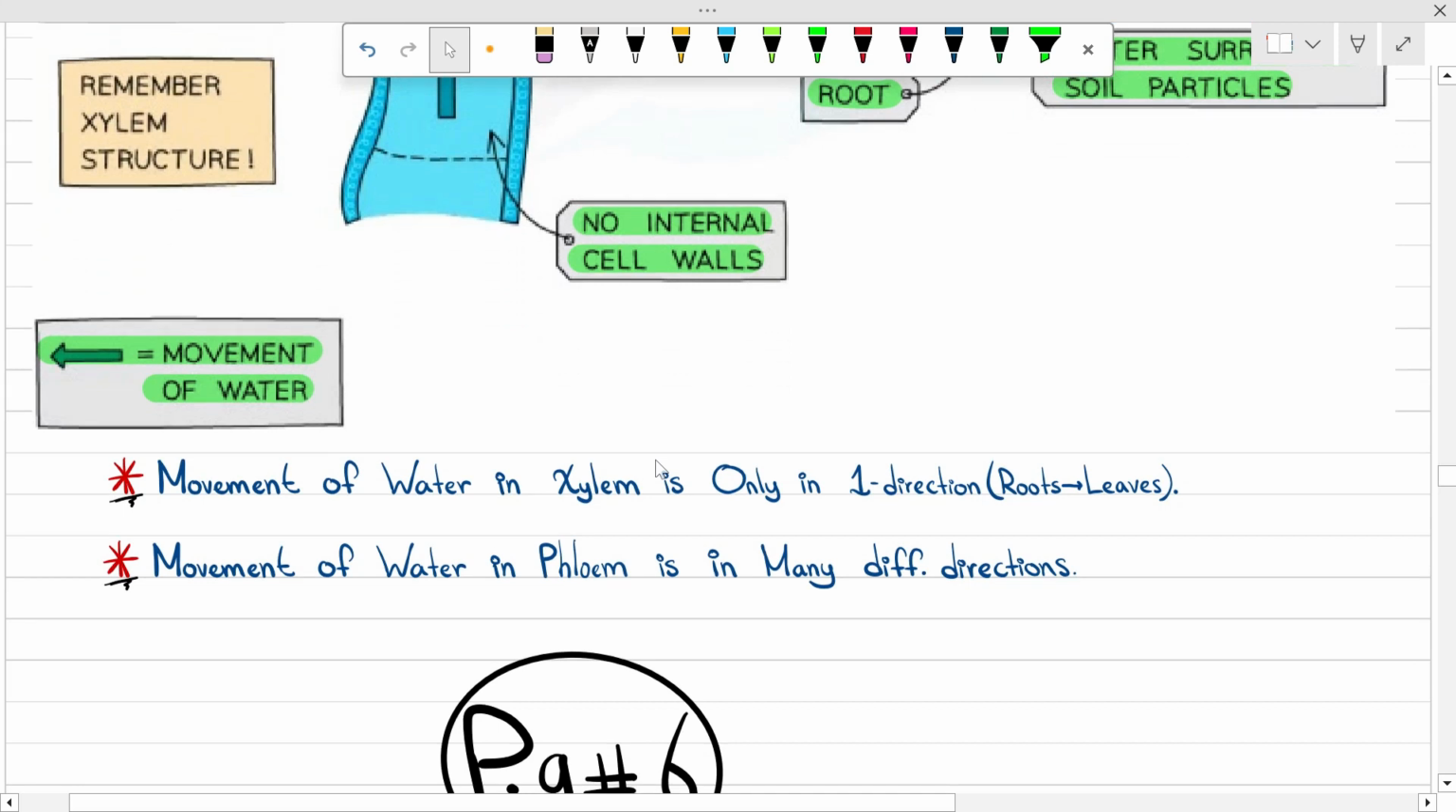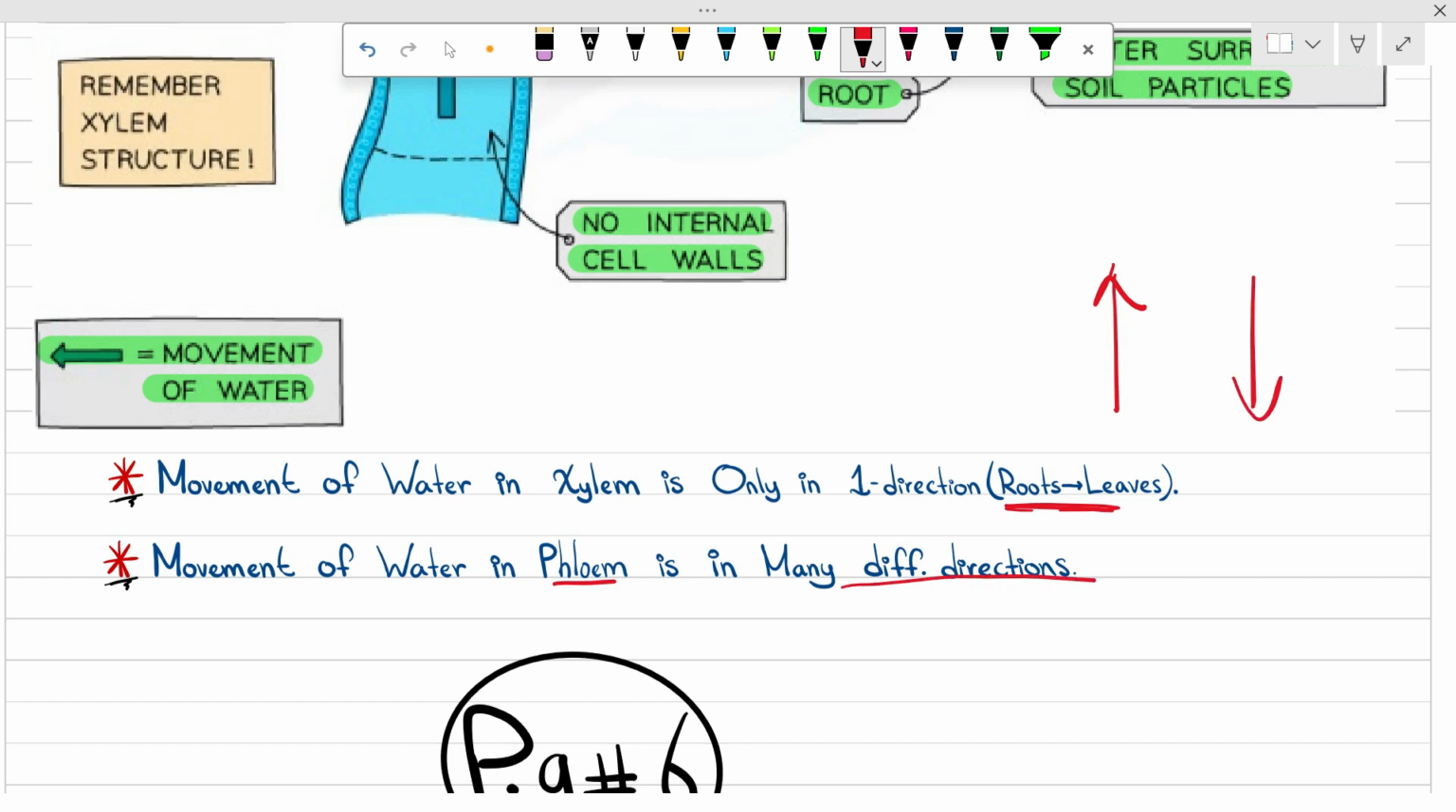Movement of water in the xylem is only one directional, unidirectional, from the roots to the leaves. It only moves up, while movement of water in phloem is in many different directions, or bidirectional. It moves up and down.